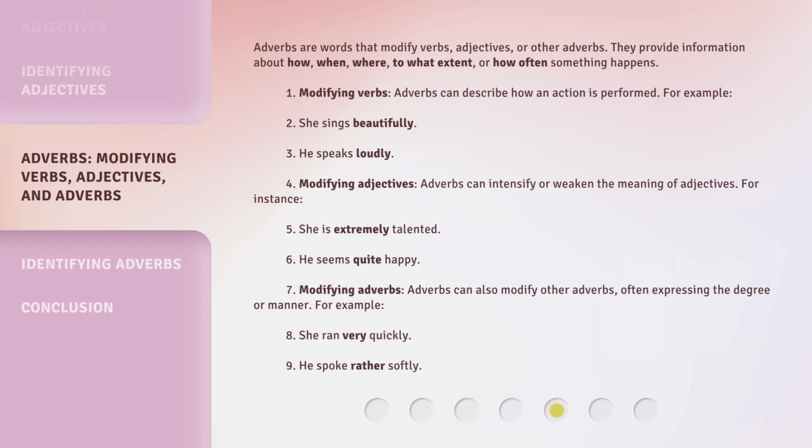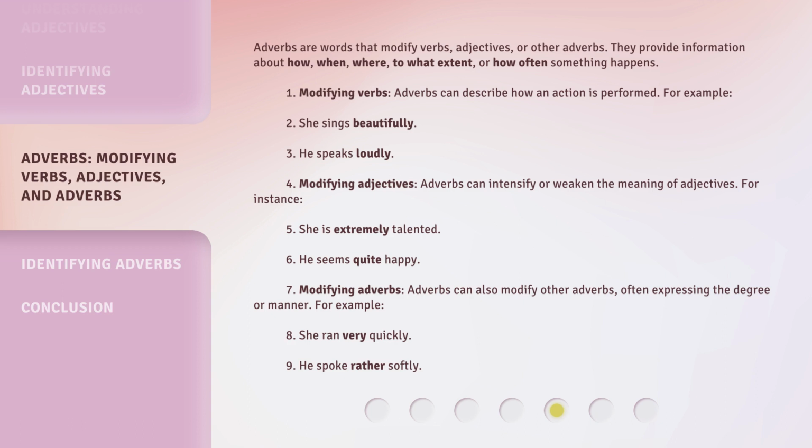Adverbs are words that modify verbs, adjectives, or other adverbs. They provide information about how, when, where, to what extent, or how often something happens. 1. Modifying verbs. Adverbs can describe how an action is performed. For example, she sings beautifully. He speaks loudly.